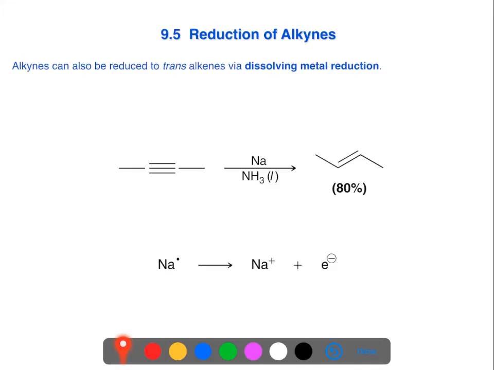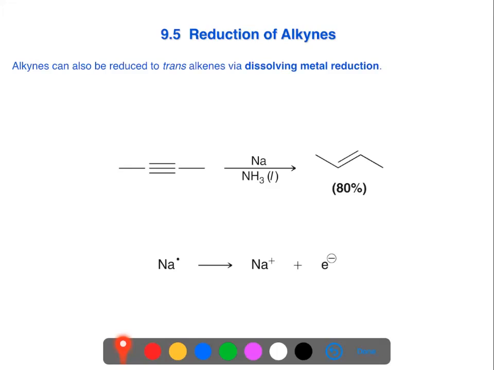Now, mechanistically, this reaction involves radicals. And so this is the second example of a radical reaction that we discuss in this course. But I would not test you on the specifics of the reaction mechanism. But we do want to go through it so that it's clear as to why we observe the trans isomer forming for the alkene and not the cis.